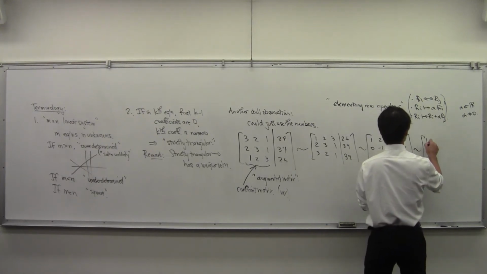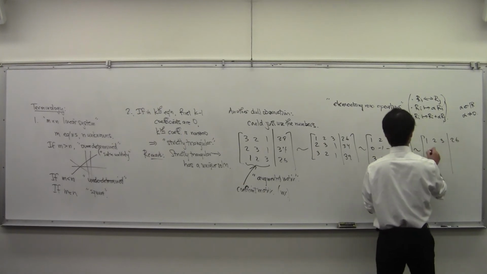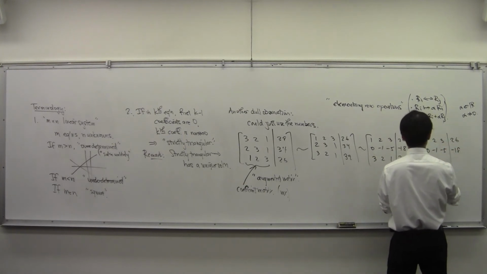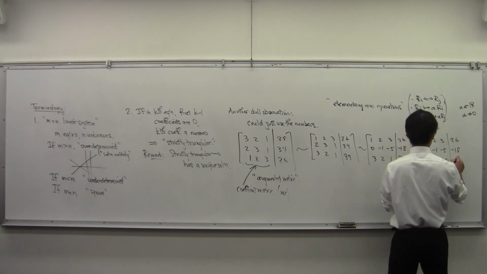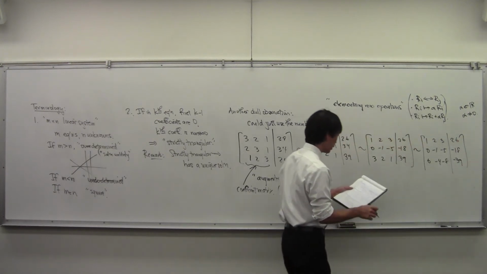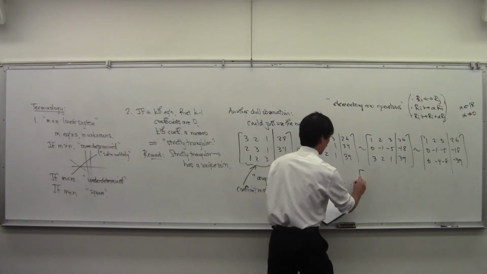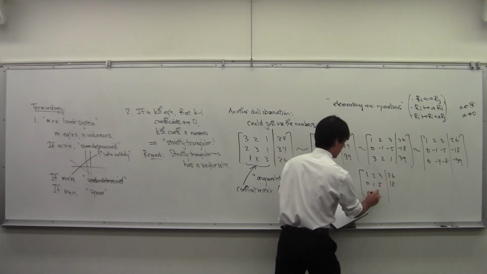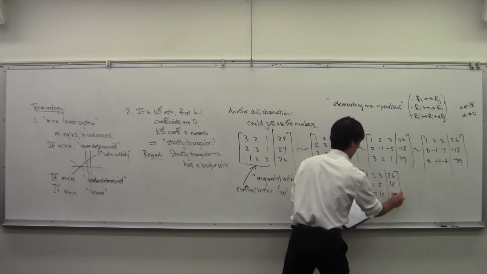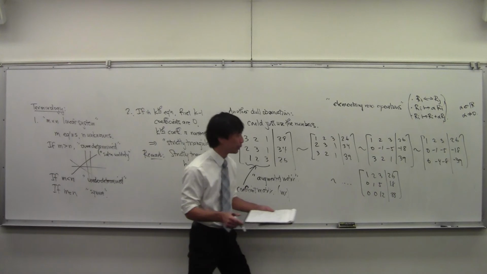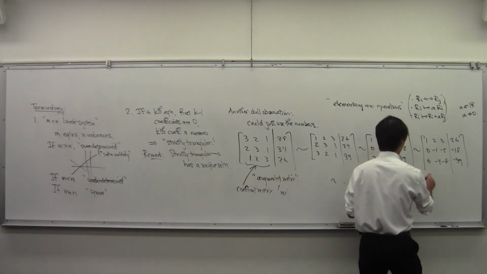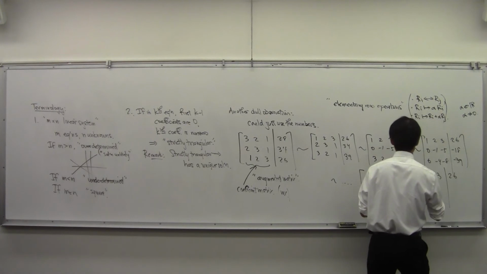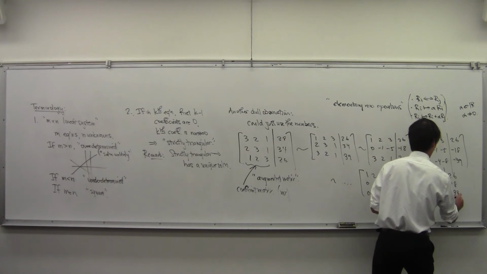And then we change this to 1, 2, 3, 26, 0, -1, -5, -18, 0, -4, -8, -39. Right? We kept on going until we got something like this: 1, 2, 3, 26, 0, 1, 5, 18, 0, 0, 12, 33. Okay, and maybe we could have gone one step further to get 1, 2, 3, 26, 0, 1, 5, 18, 0, 0, 1, 33 twelfths.